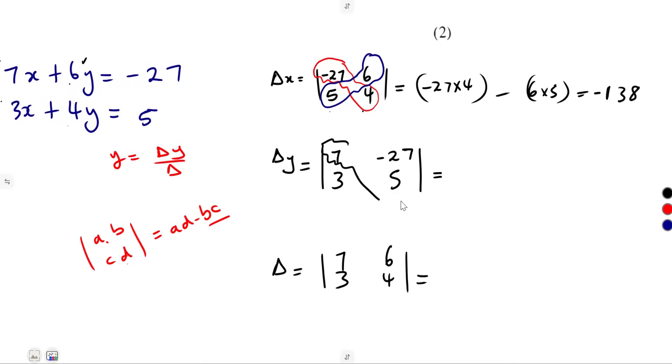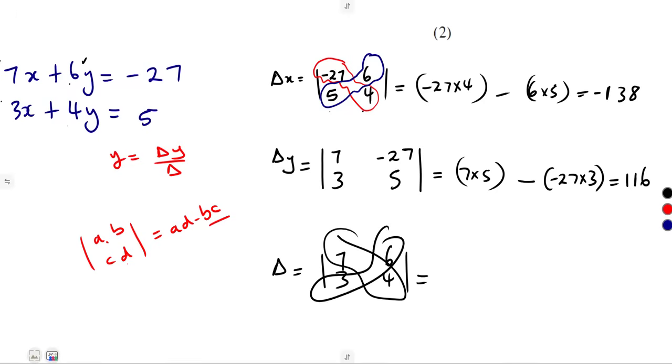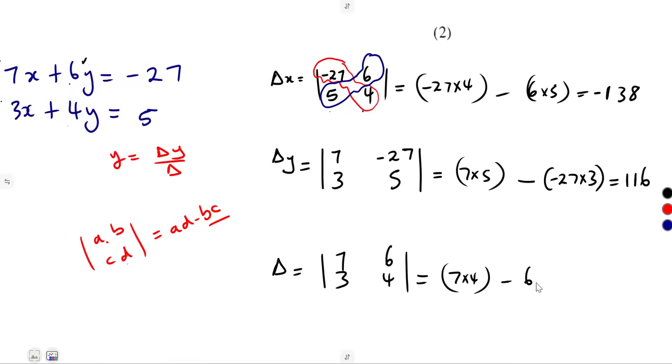The same here, 7 and 5 together. Minus 27 and what? Minus 27 and 3. So that was going to give us 116. And here we can also find 7 and 4, 3 and what? 3 and 6. 7 times 4 minus 6 times 3. So that was going to give us positive 10.